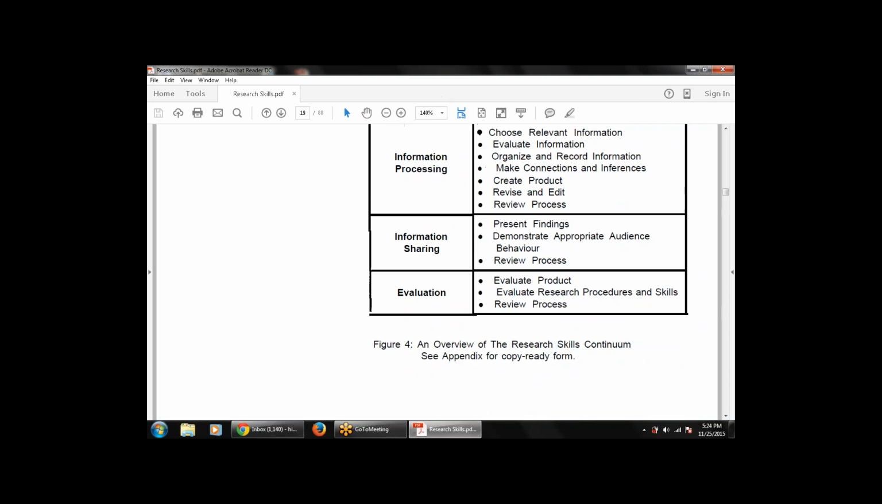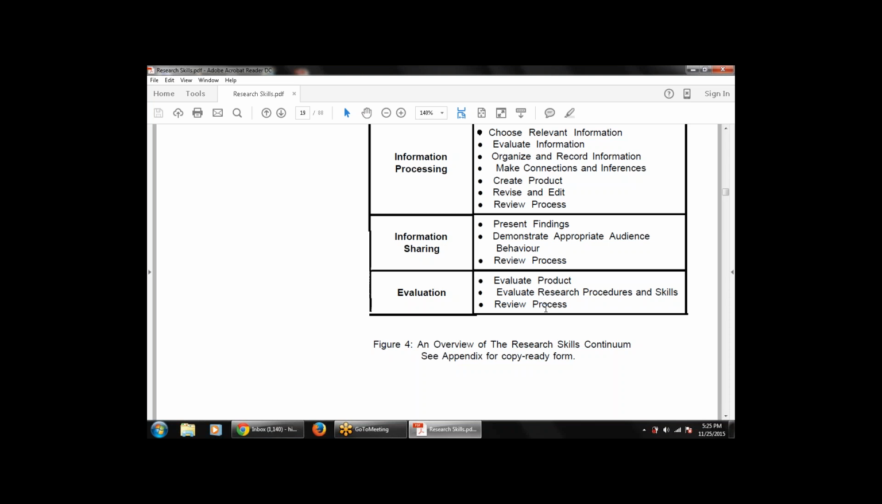The next is the evaluation. After the information sharing, the next is the evaluation. The skills required in the evaluation are evaluate the product, evaluate the research procedures and the skills, then review process. So under the evaluation, the main skill required by the student is how to evaluate the product.